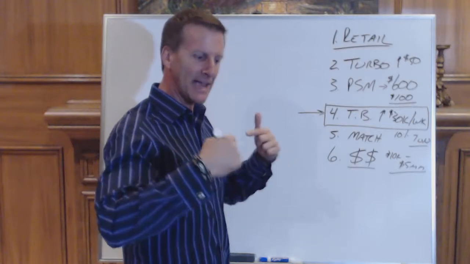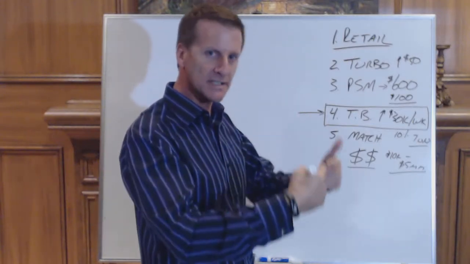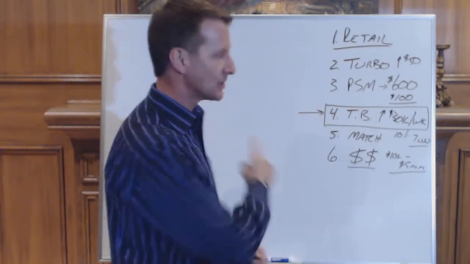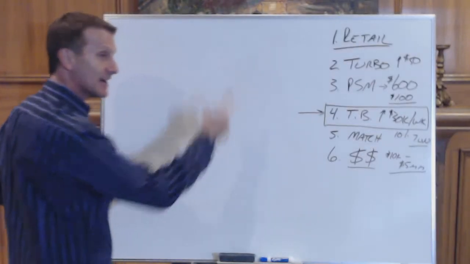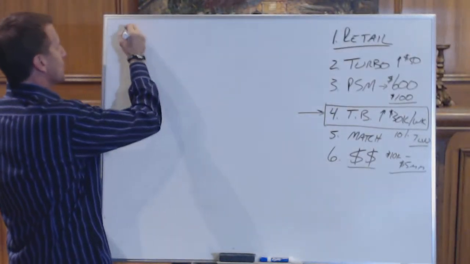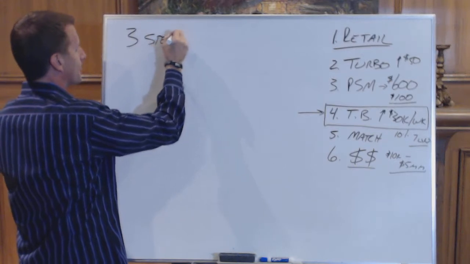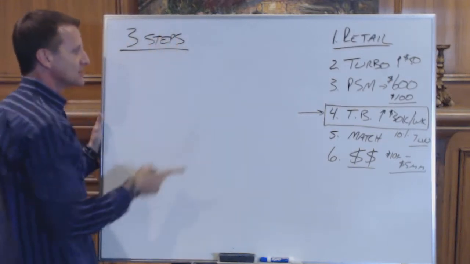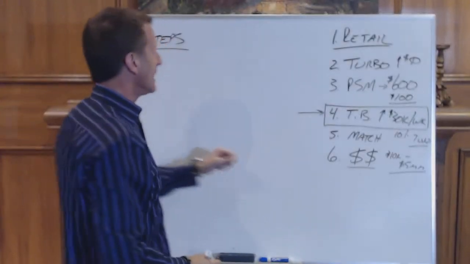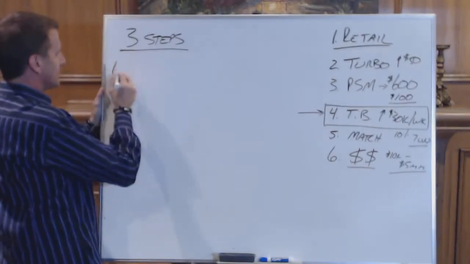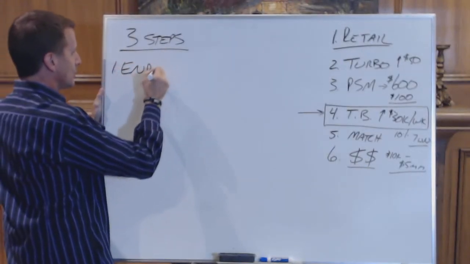That activity, the activity to become eligible to earn a team bonus, duplicated, is what drives the whole plan, and it triggers every single bonus. So there are 3 steps to become eligible to earn team bonuses. For step number 1, you enroll.